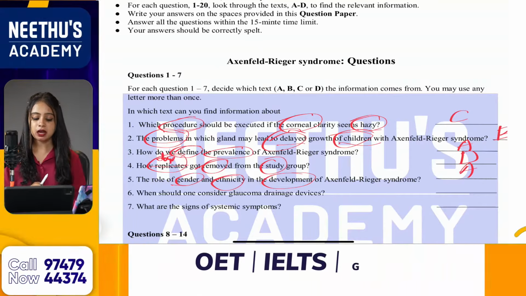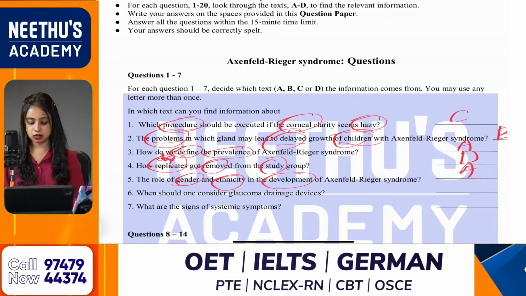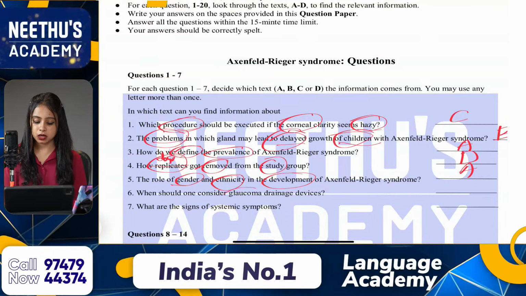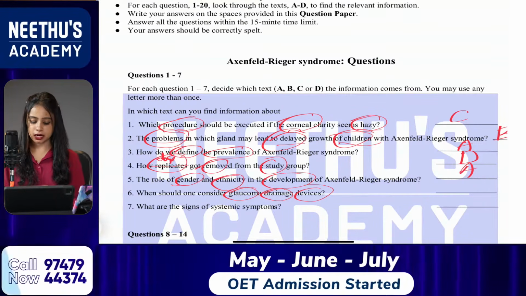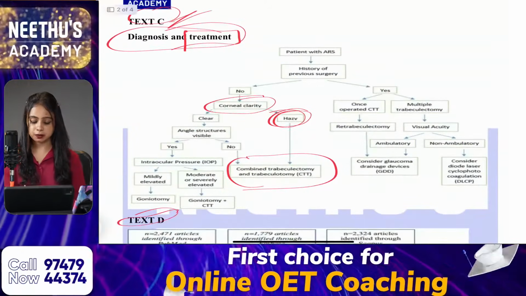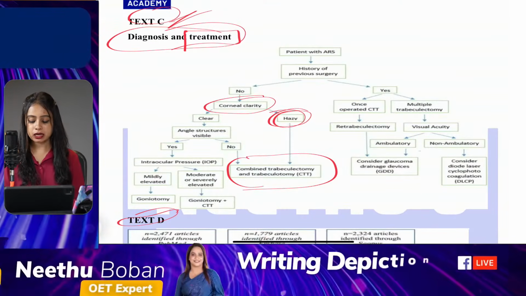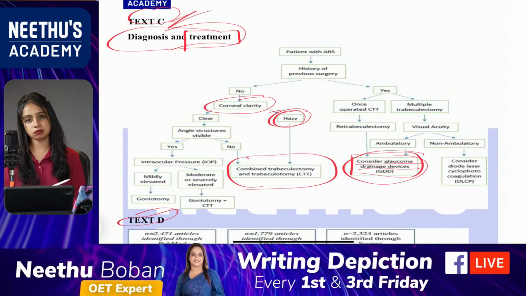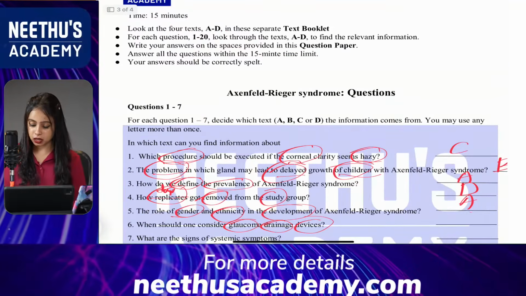Okay, so 6th one, when should one consider glaucoma drainage devices? Sorry, it's not services, devices. So my keywords, glaucoma drainage devices. Okay, so your answer is again glaucoma drainage devices, which is mentioned here. So what is the correct answer? Consider glaucoma drainage devices. So every keyword, each and every keyword here. So our answer is again C. So answer should be C.